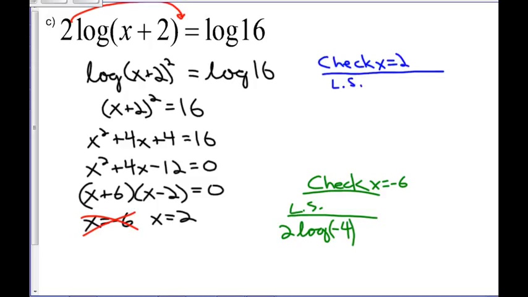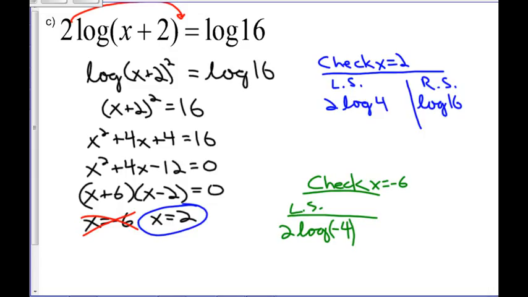The left side would look like this. 2 log of 4. The right side would be the log of 16. You can take your time, go through, verify that that's going to be true. But right here we can see there's nothing illegal happening, so this is going to be a solution. Just for fun, I'll finish up the check. So that 2 could have lived up top. It would have been log of 4 squared, or log of 16. Hey, the left side equals the right side. X equals 2 must be good.